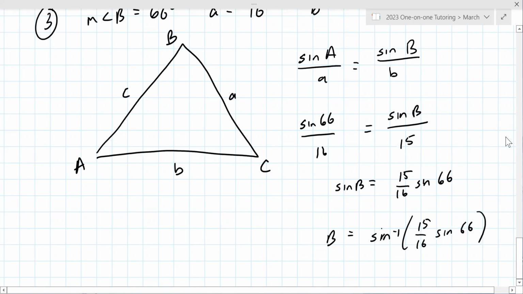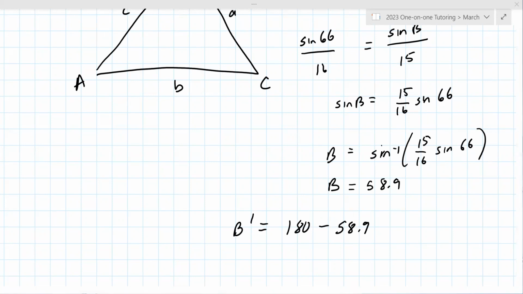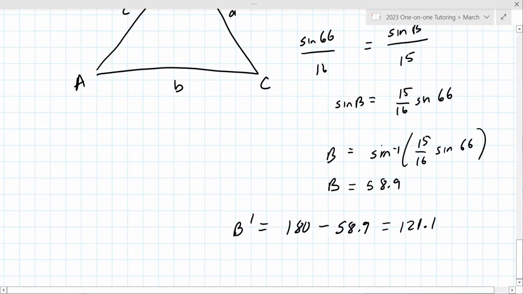Okay. So after we get this angle, this is where we check to see if there's a second triangle. All right, so I get 58.9. Could you confirm that though? Yeah, 58.9. All right, so here's what you do next. You subtract it from 180, which is 121.1. Is that okay? Yeah.